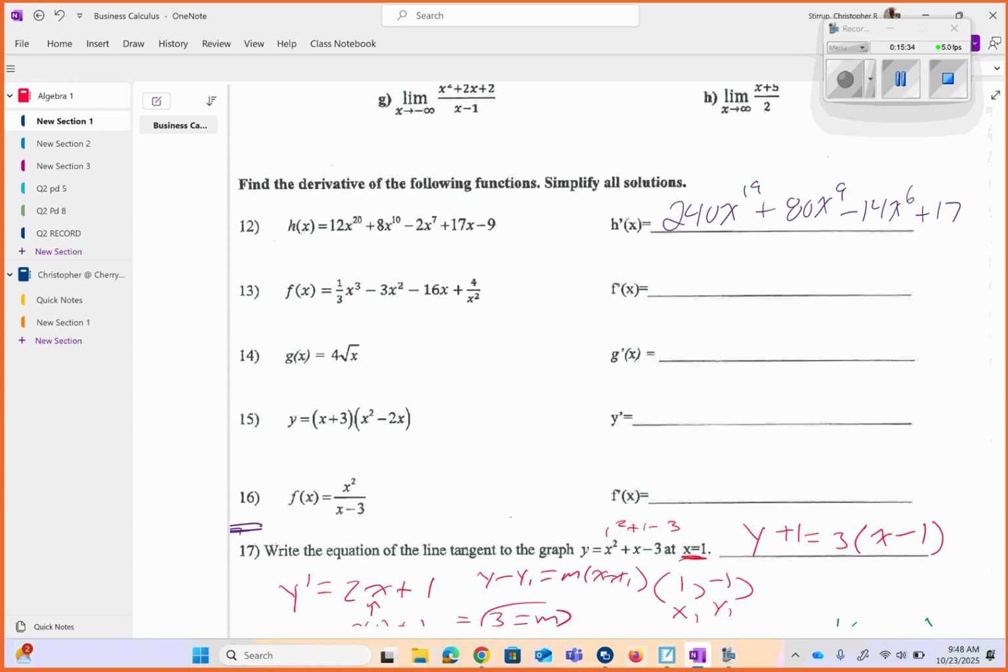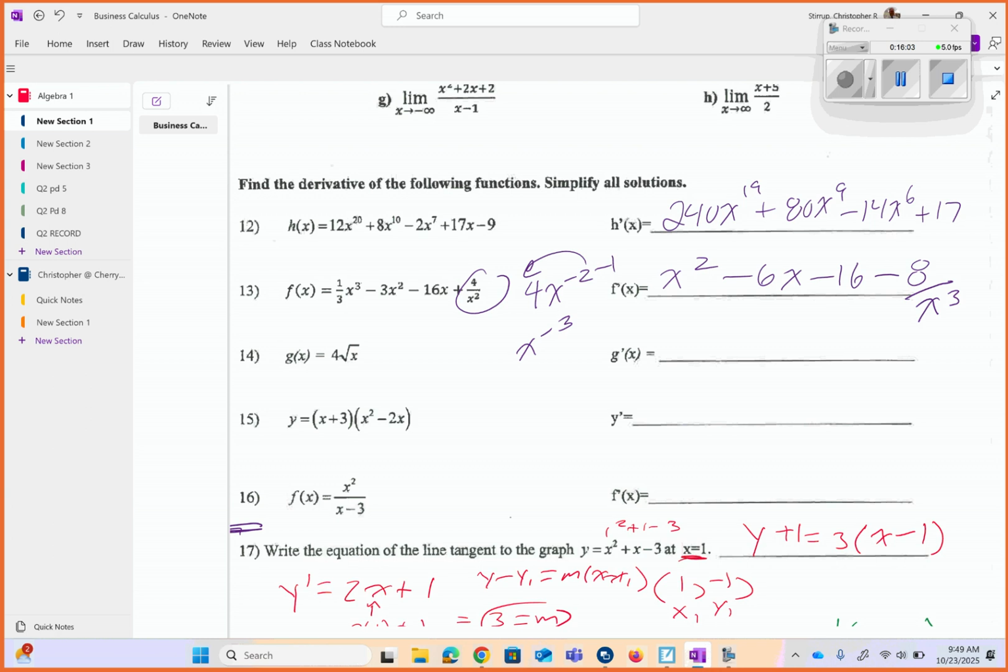For number 13, bring the 3 down front, so you get 1/3 of 3, which is 1. So this becomes x squared minus 6x minus 16. And then I have to realize this last part here is 4x to the negative 2. So that's going to give me negative 8. If I bring this down, subtract 1, so I'll get x to the negative 3. So that's going to move back down here. So that's the whole derivative there.